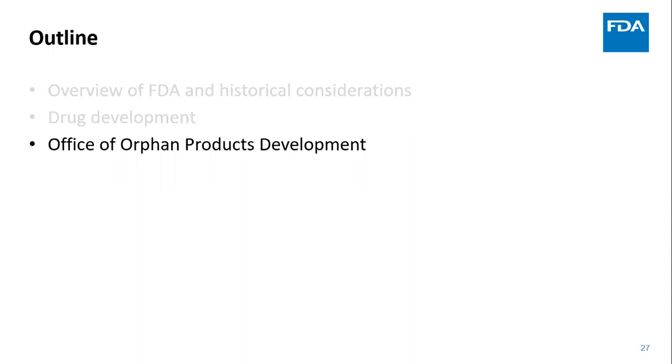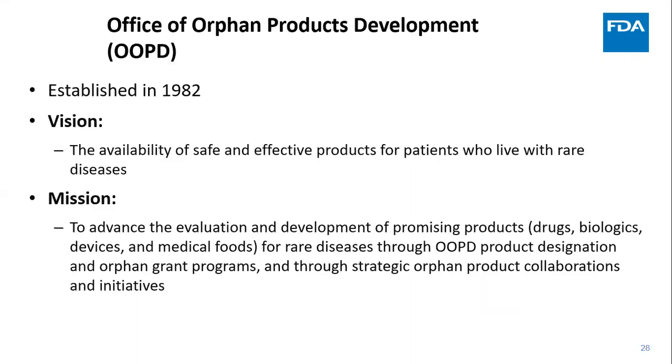We will now move from drug development considerations to an overview of the Office of Orphan Products Development. The Office of Orphan Products Development, or OOPD, was established in 1982 to promote the development of products for rare diseases. OOPD is now tasked with administering some of the provisions of the Orphan Drug Act and other statutory provisions for rare diseases and pediatric device product development.